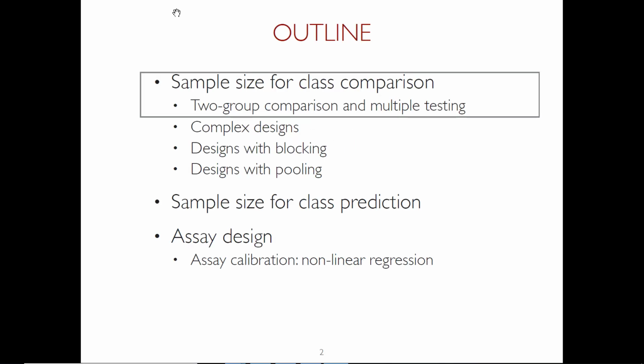So what I would like to do is to talk about sample size for class comparison, and we'll review a little bit what we had before for two-group comparison, and especially in the context of multiple testing. And then we will try to see what happens when we have more complex designs with different layers of variation, and how we can evaluate different types of experimental designs and compare different sources of variation with that.